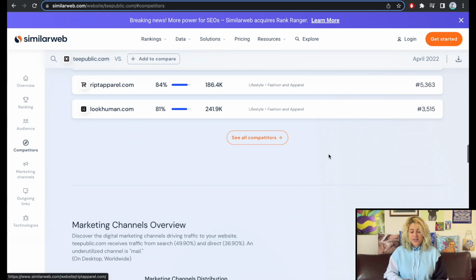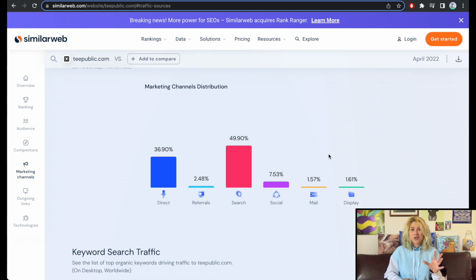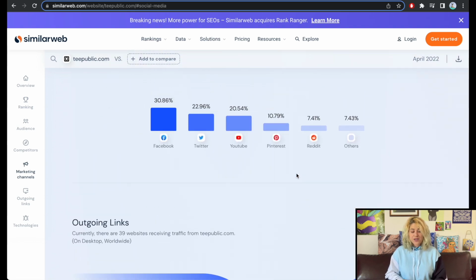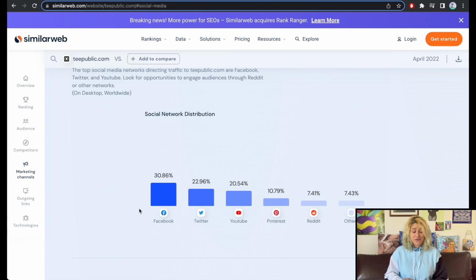And if I'm scrolling down to see some traffic statistics, 49.9% from search, direct traffic at 36%, and 7.5% from social, with socials ranking highest on Facebook. We have Twitter for TeePublic. That's interesting. Then YouTube, Pinterest at number 10, Reddit, and Instagram is not even in the mix. If you have a TeePublic store, maybe I should open a Twitter account.